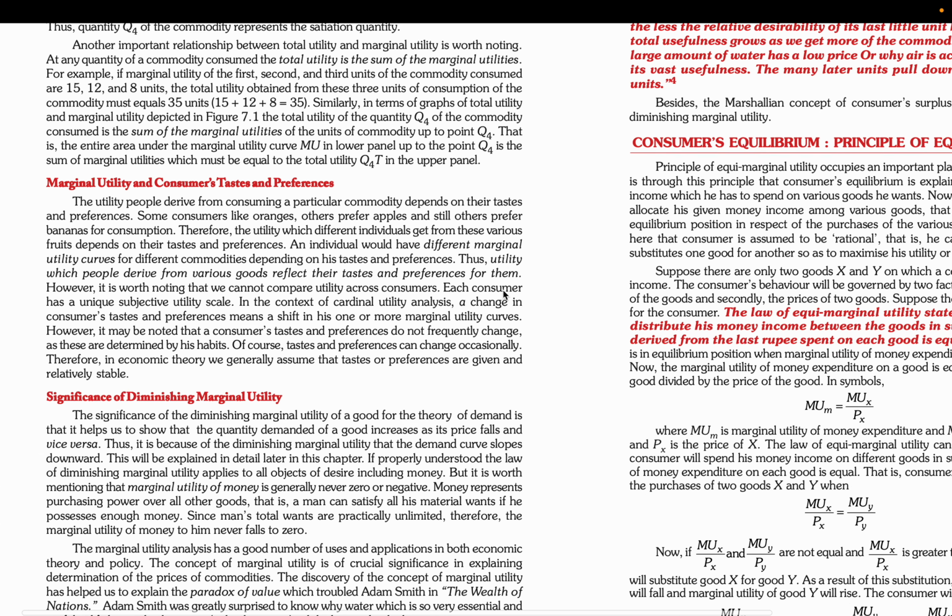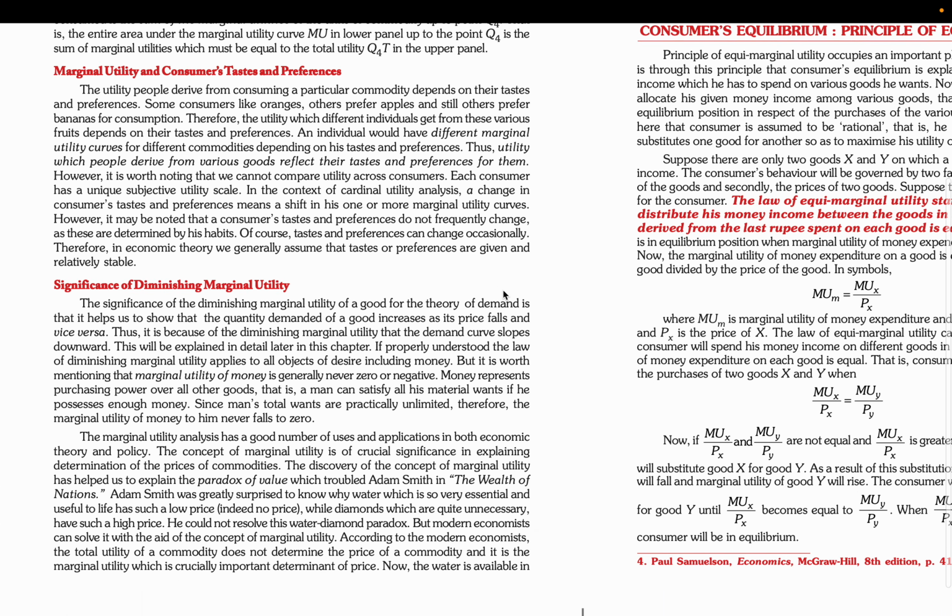Marginal utility and consumers' taste and preferences. The utility people derive from consuming a particular commodity depends on their tastes and preferences. Some consumers like oranges, others prefer apples, and still others prefer bananas. Therefore, the utility which different individuals get from these various fruits depends on their taste and preferences. An individual would have different marginal utility curves for different commodities depending on his taste and preferences. Thus, utility which people derive from various goods reflects their taste and preferences for them. However, it is worth noting that we cannot compare utility across consumers. Each consumer has a unique subjective utility scale.